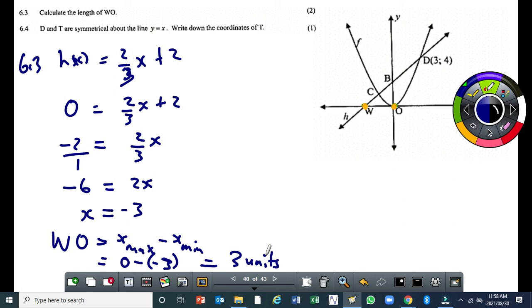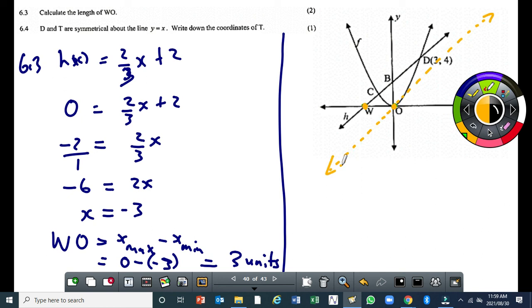Okay. Then the next question says D and T are symmetrical about the line y equal to x. So point D and point T are symmetrical about the line y equal to x. The line y equal to x is this line here. Write down the coordinates of T.